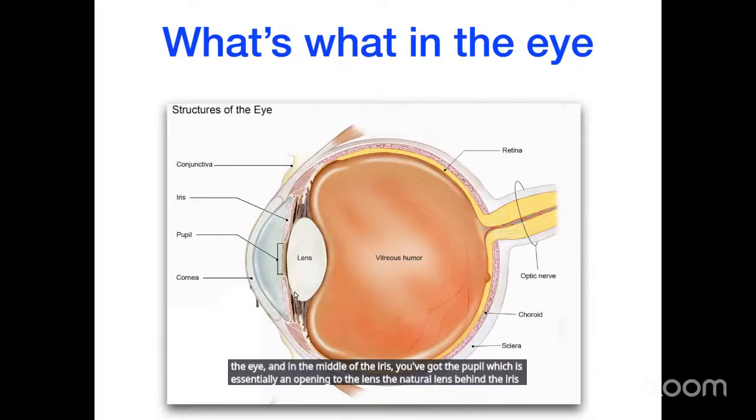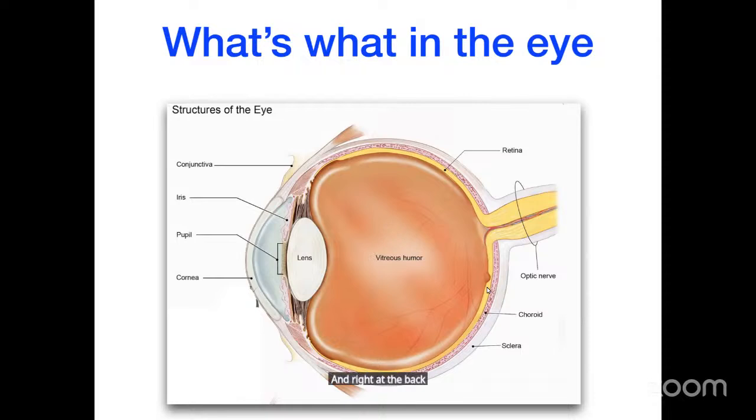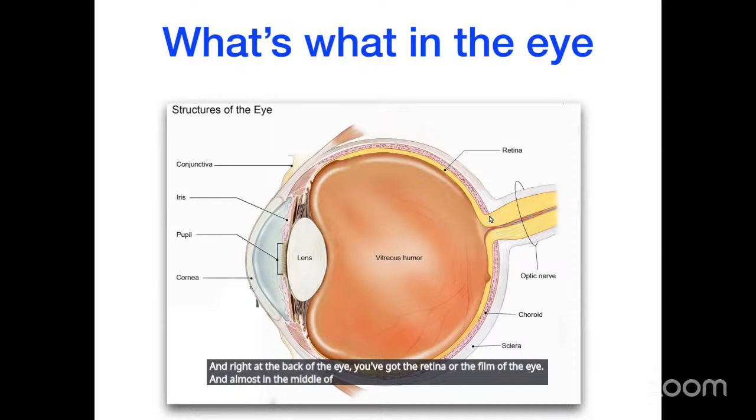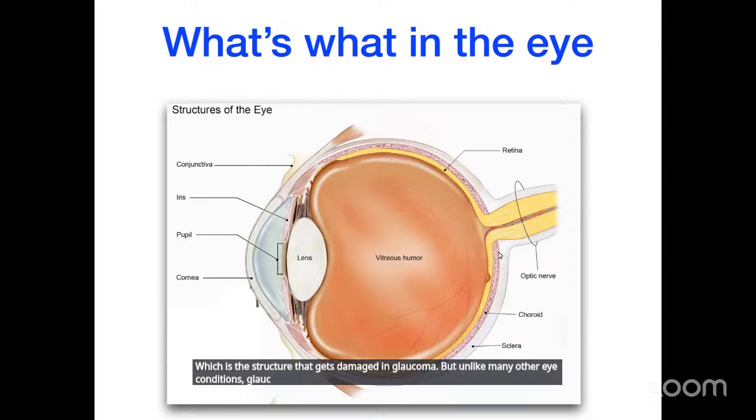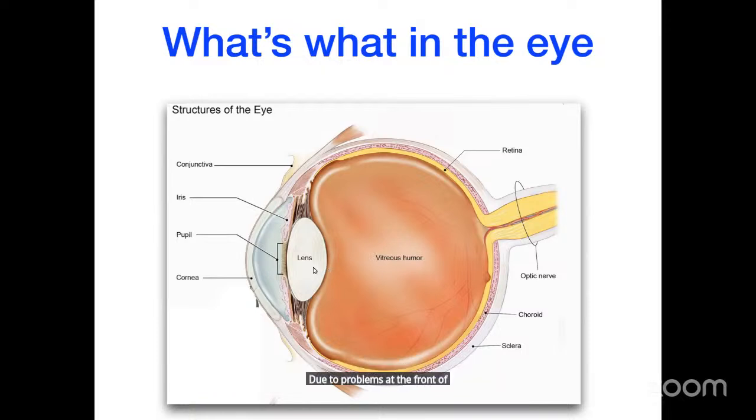And then behind that, there's a huge space called the vitreous cavity, or the gel cavity. And right at the back of the eye, you've got the retina, or the film of the eye. And almost in the middle of that, you've got what's called the optic nerve, which is the structure that gets damaged in glaucoma. But unlike many other eye conditions, glaucoma involves damage to the optic nerve due to problems at the front of the eye, and I'll explain that in a bit more detail.